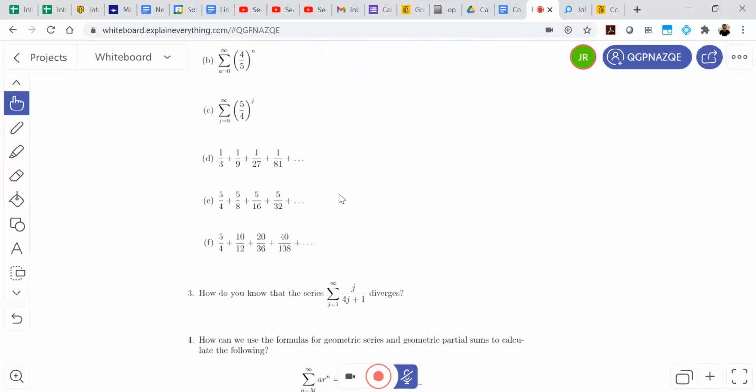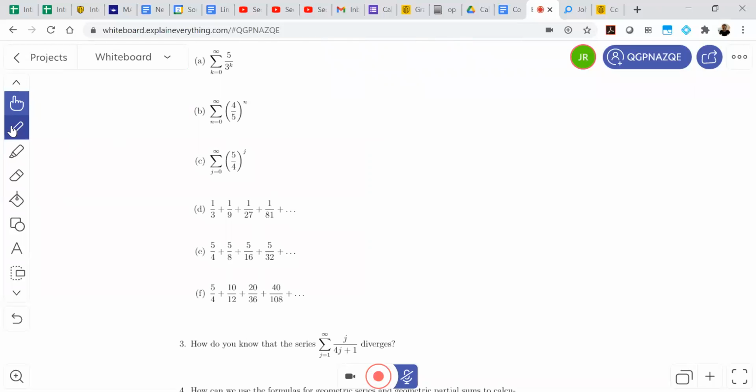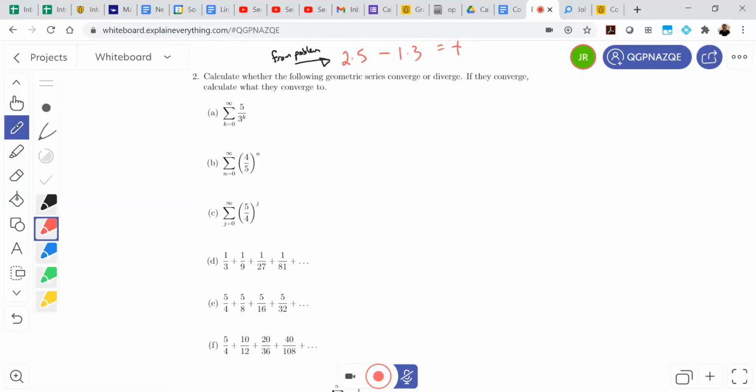So again, geometric series are the one and only kind of series at the moment that we have a really good handle on. What we want to do is think through what the common ratio r is. Again, a geometric series is always of the form a plus a times r plus a times r squared plus a times r cubed plus dot, dot, dot.